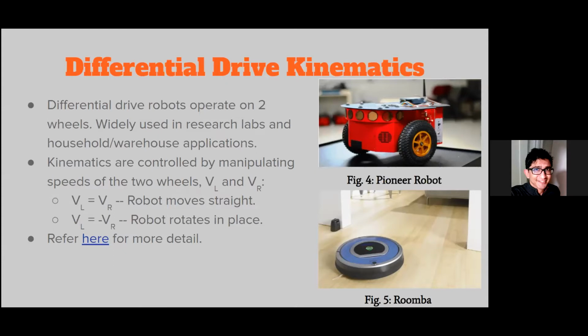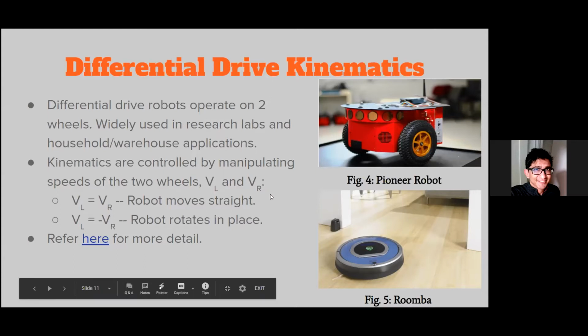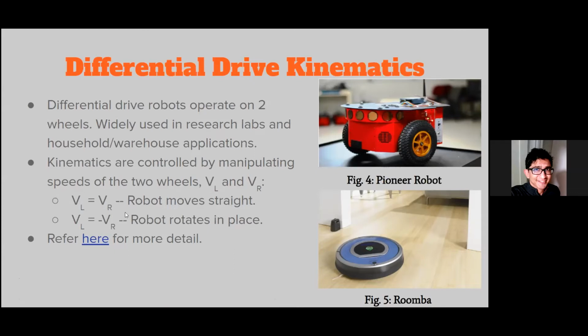Without getting into the nitty-gritty of the mathematics of kinematics, what you essentially need to know to control a differential drive robot kinematically is that all you have to do is manipulate your wheel velocities, and you can observe different behaviors. For example, if you set both your wheel velocities the same, your robot will end up moving straight. And if you set your wheel velocities the same in magnitude but opposite in direction, your robot will end up rotating in place. So it's a pretty straightforward robot to control.